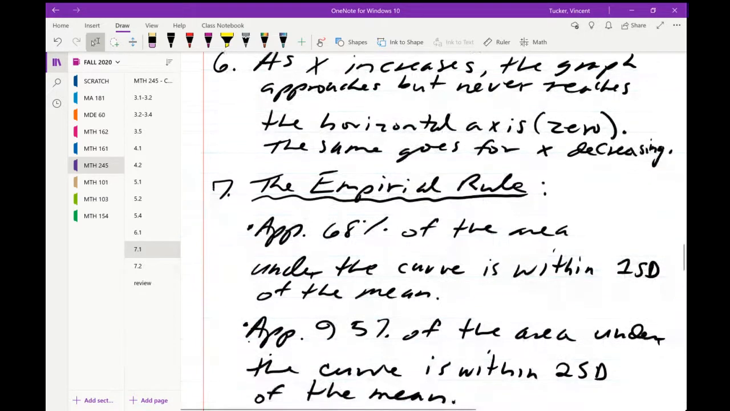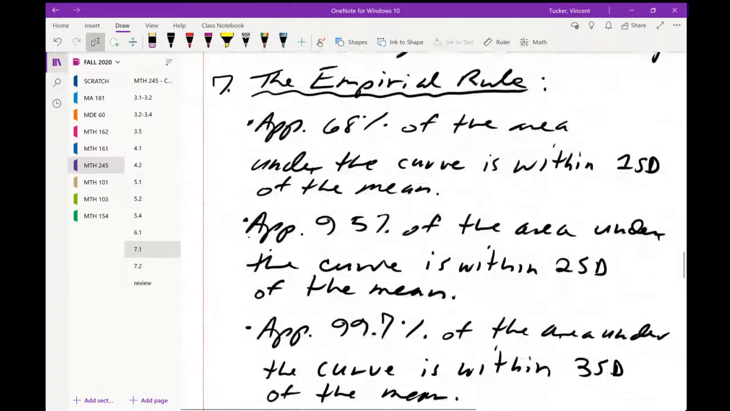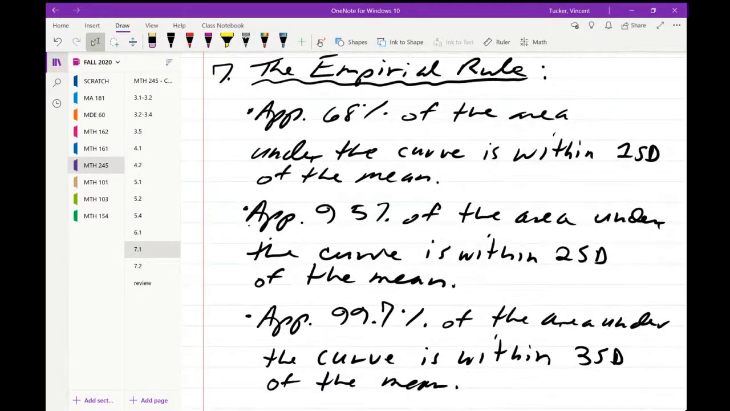All right, last one. The empirical rule says that approximately 68% of the area under the curve is within 1 standard deviation of the mean. Approximately 95% of your data, or the area under the curve, is within 2 standard deviations of the mean. And approximately 99.7% of the area under the curve is within 3 standard deviations of the mean. We'll talk about what that means in a second.